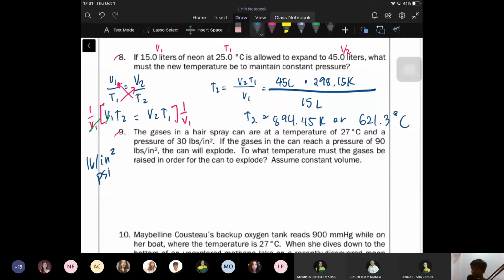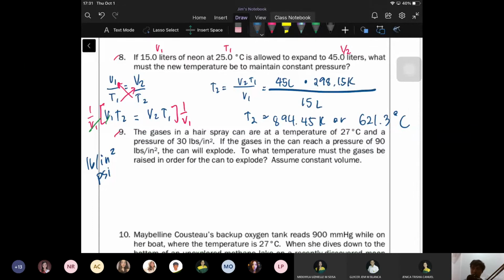PSI, yan. Saan nakikita yung PSI? Sa gauge ng pressure ng car, no? Saan pa ba? Sa water tank, mga naka-PSI yung units na, no? So, pressure units yan. Again, when they say pressure, force over area. Yung pounds ay force, ang inch square ay area. So, pressure unit yan.